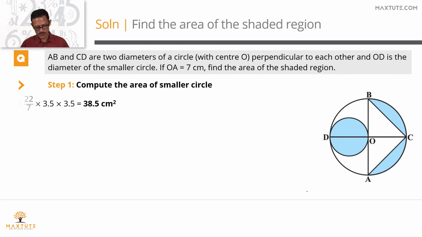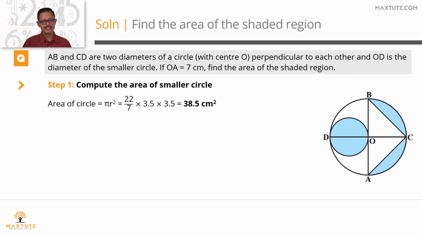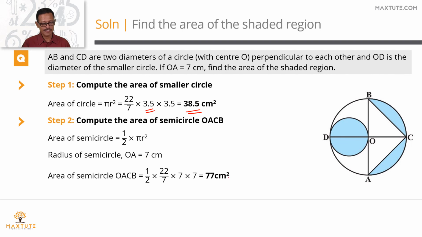Summarize it in a printed form. Step 1, finding out the area of the small circle. Radius is 3.5, 38.5. Step 2, we are finding out the area of the semicircle with radius as 7, half into pi r square, which gives us 77 centimeters square.